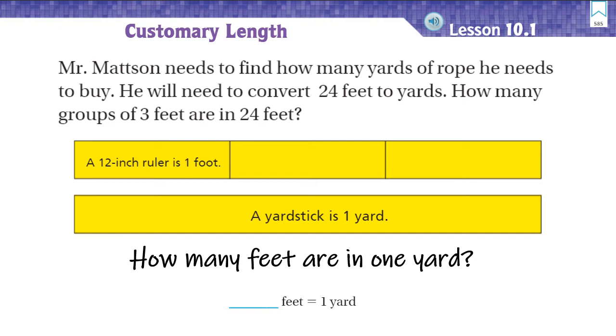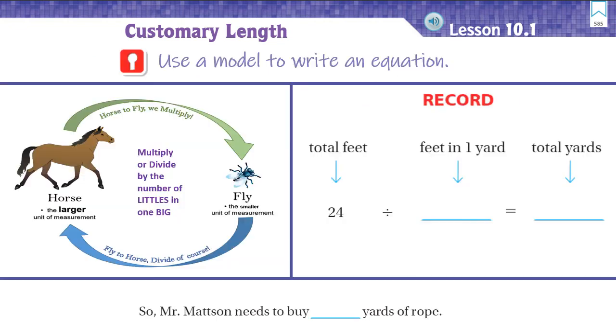So Mr. Madsen needs to find out how many yards of rope he needs to buy. He'll need to convert 24 feet to yards. How many groups of 3 feet are in 24 feet? Well, we know that there are 1, 2, 3 feet in one big yard. So that's where we need to start. There are 3 feet in 1 yard. So that's our number of littles in one big.